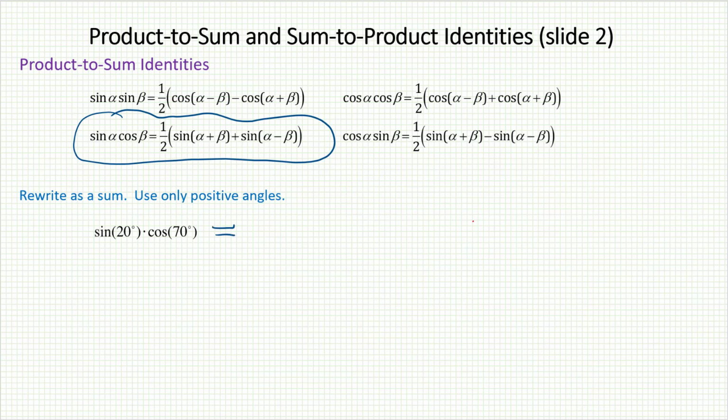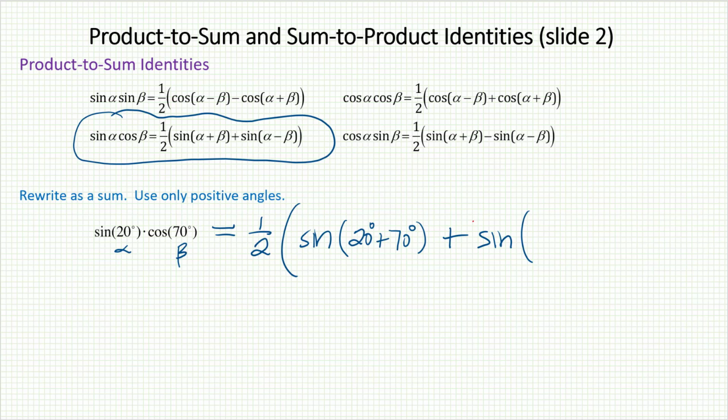My alpha is obviously 20 degrees, and my beta is 70 degrees. According to the identity, this is equal to the number 1/2 times, and then in here I have the sum of those two angles, so 20 degrees plus 70 degrees. And then the second one, sine of the difference. It's alpha minus beta, 20 degrees minus 70 degrees. And then we'll clean this up as best we can. This is going to be sine 90 degrees, and this one is sine negative 50 degrees.